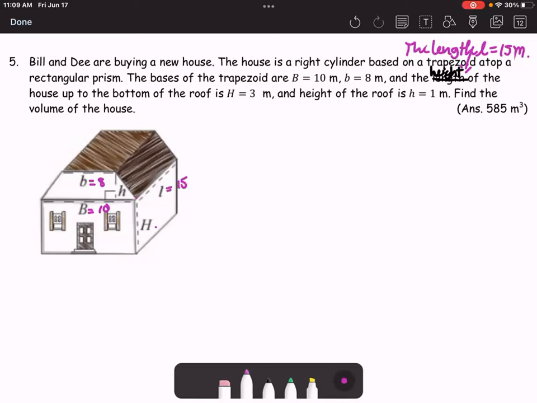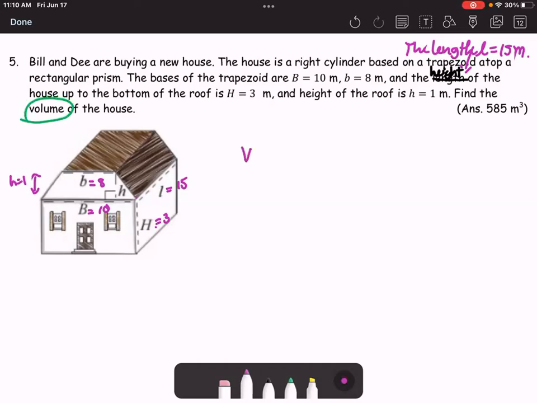The height of the house up to the bottom of the roof is 3 meters. And the height of the roof as the lowercase h is 1. I'm going to write over here h is 1. Find the volume of the house. So our goal is to find the volume.